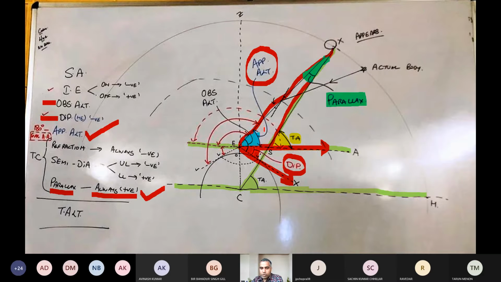Now up to here is okay, but there are two more issues which we need to resolve. What are these two issues? One is the refraction of the atmosphere. What is this refraction of the atmosphere?